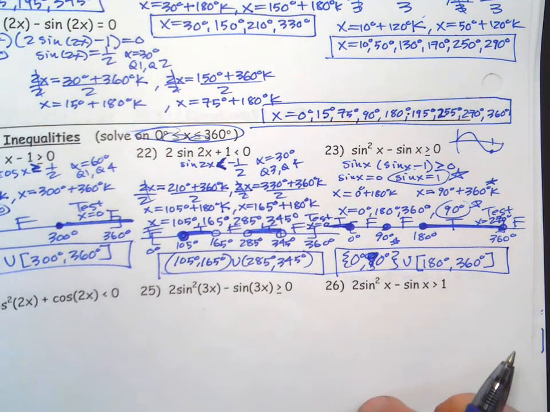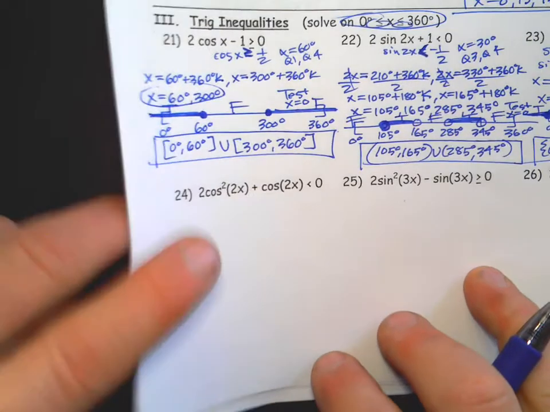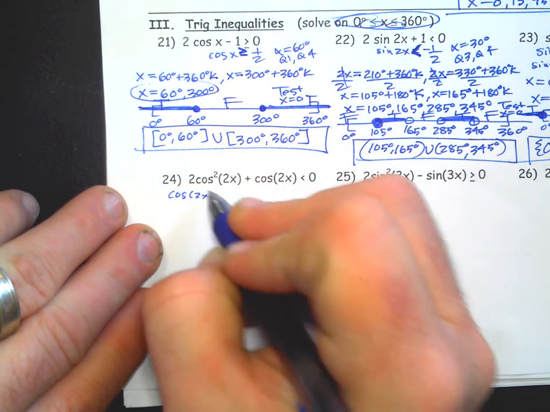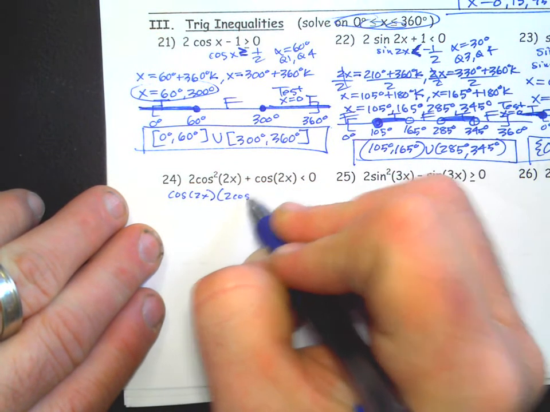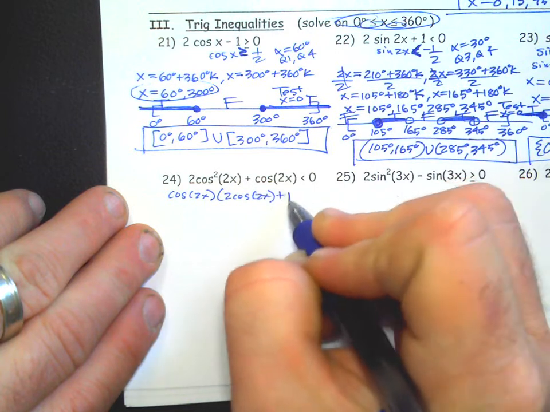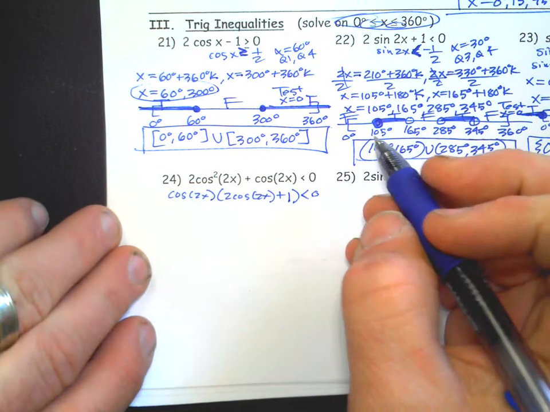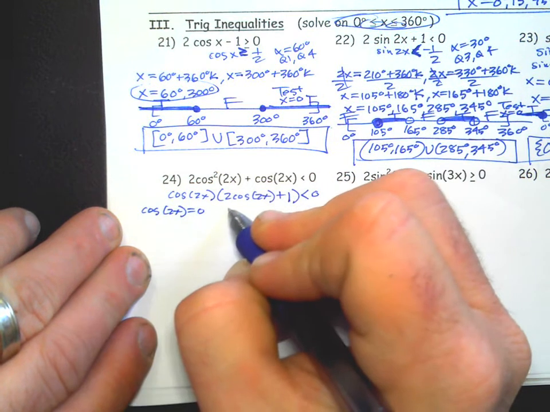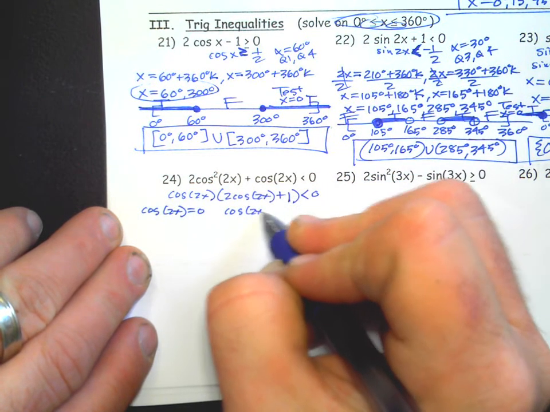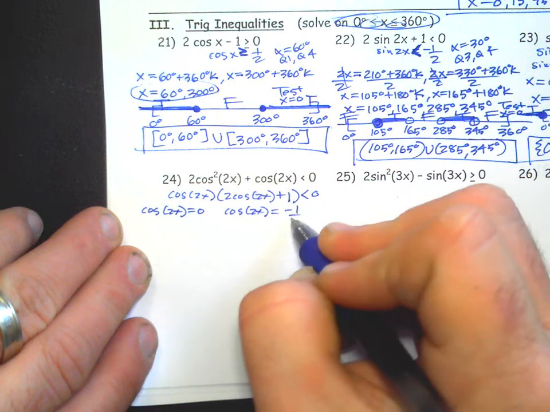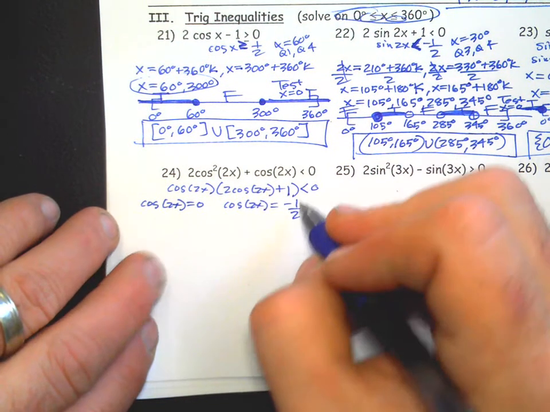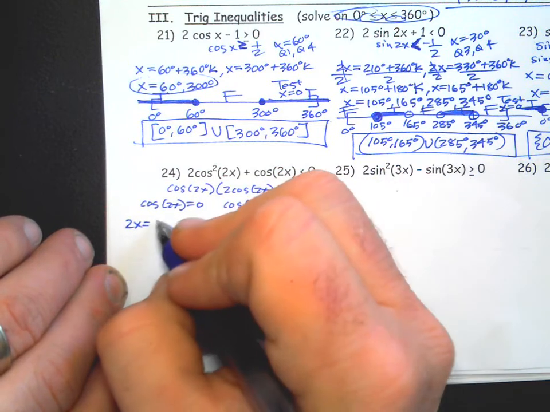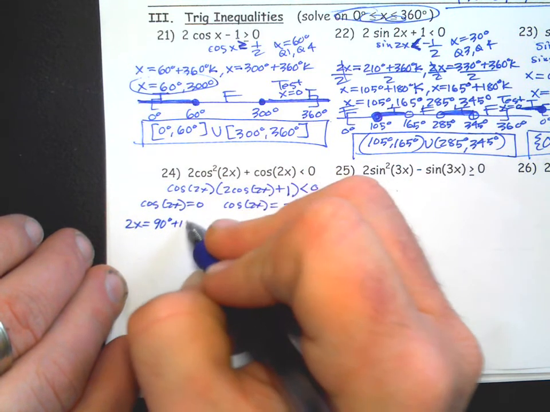Okay. All right. Number 24. Factor out a cosine 2x. And there's a 2 cosine 2x left and a plus 1. So we're doing factoring a trig. So cosine 2x equals 0. And over here, cosine 2x is going to equal negative 1 divided by 2. Not a bounce. Okay? Now, cosine equals 0 at 90 degrees plus 180k.